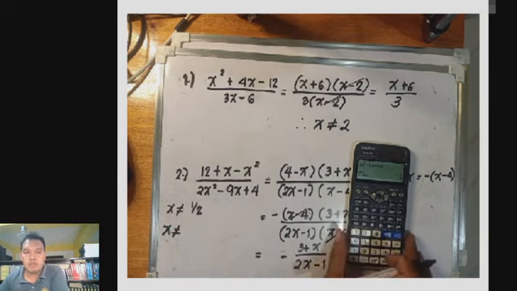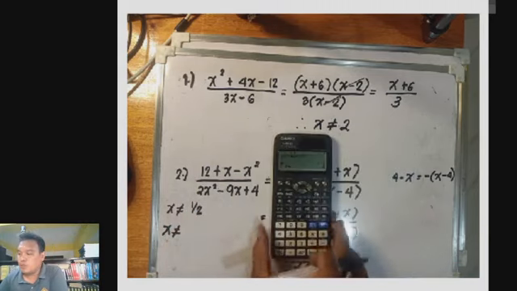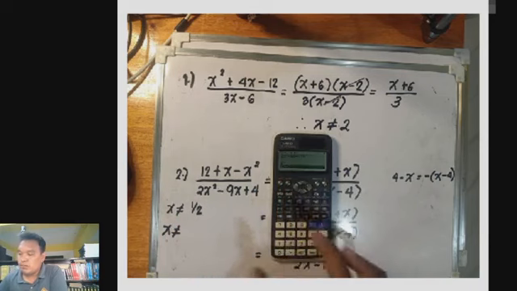Okay. Since dalawa yung value ni x, pwede pa natin siyang i-shift solve ulit. Shift solve, then assume the value of x is greater than 0.5. No? So, let's say 10. Tapos, equals lang.